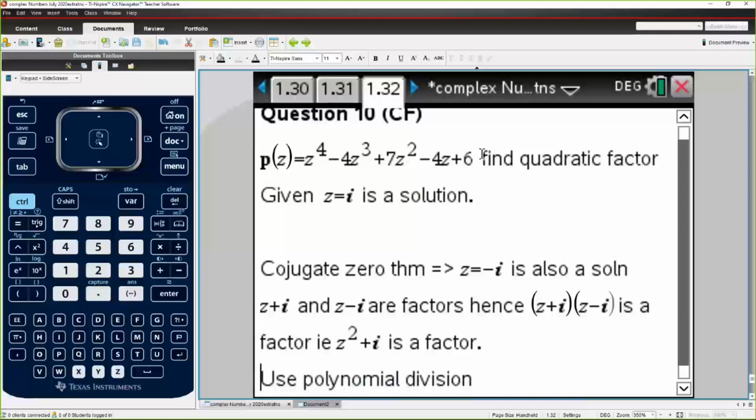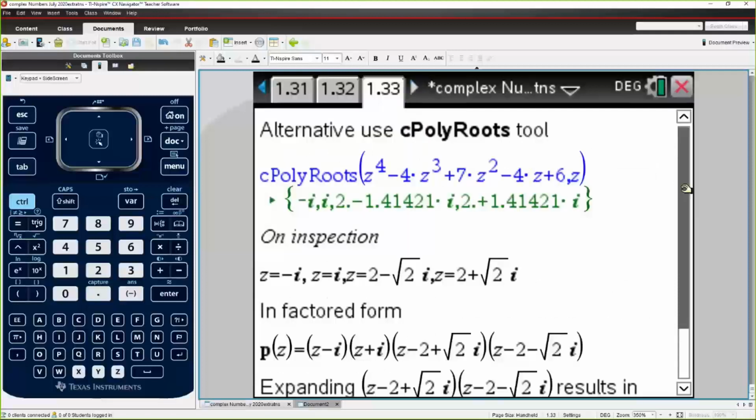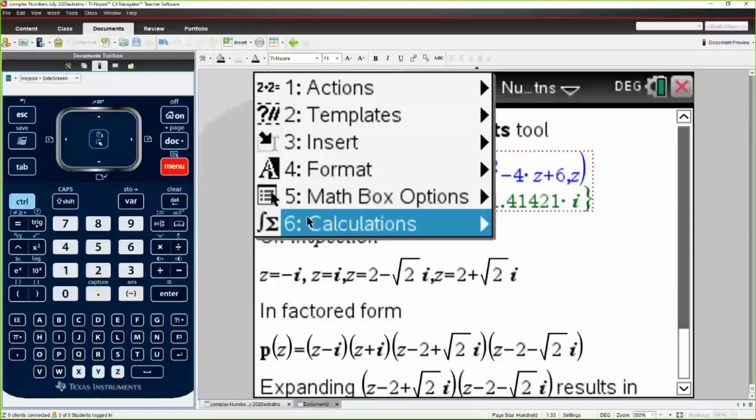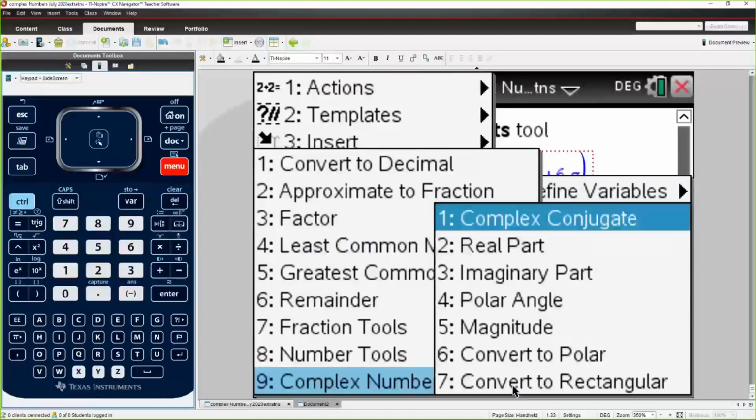So that's one approach. The other approach using the calculator is to get all of the linear solutions and then build up to the quadratic factor. So we can use the cPolyRoots tool, which is in the complex numbers menu there. So if I just point out, look at the calculations, numbers, complex numbers, tools.